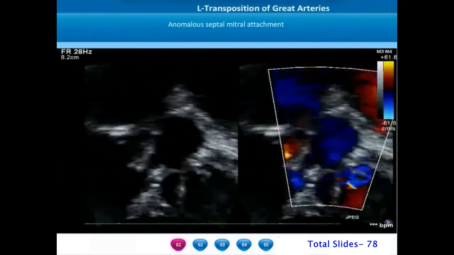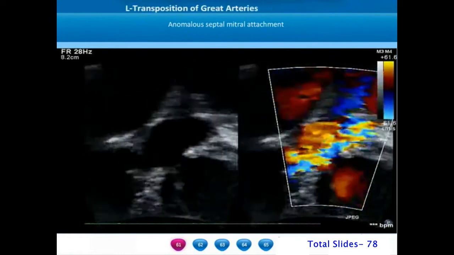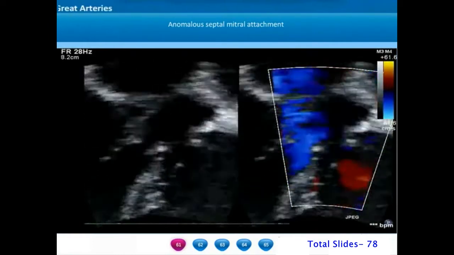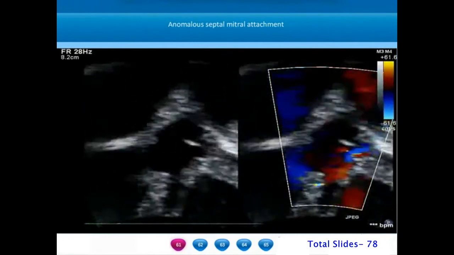These anomalous septal mitral valve cords are causing a substantial subvalvular LVOT obstruction in this magnified apical view.